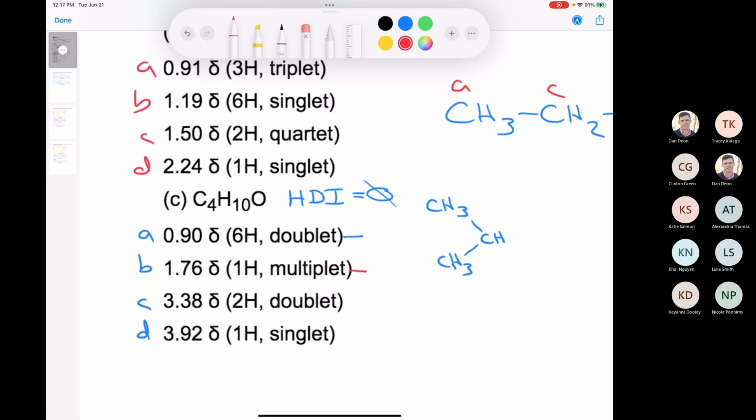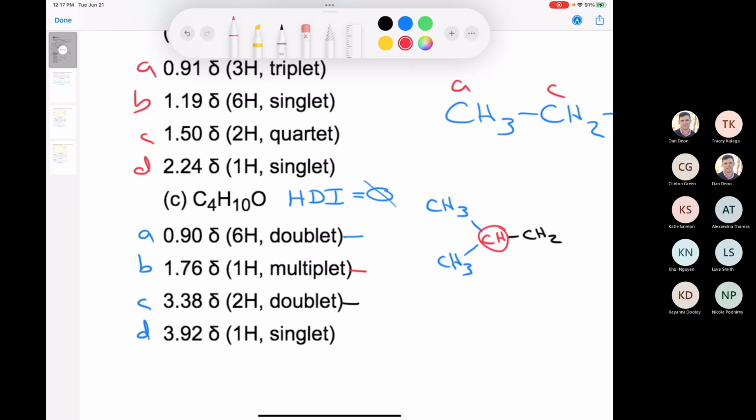The next thing is we have 1 hydrogen that's a multiplet. And next, we have two hydrogens that are a doublet, that means that if we had two hydrogens here like this, and I'll just make this in red here, if we had something like this, that would make sense because these two hydrogens are split by 1. That would give you a doublet.